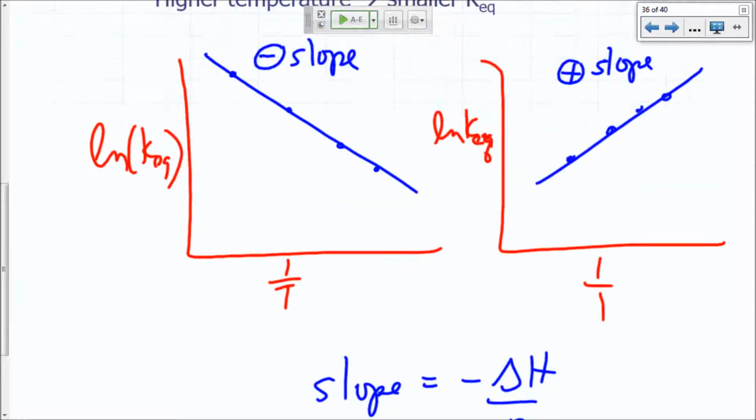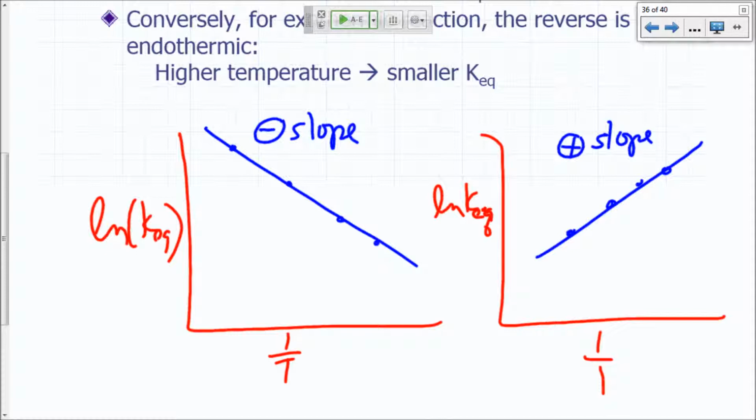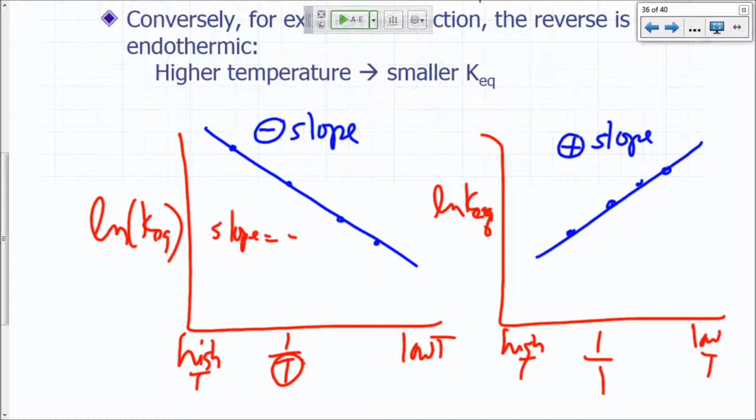Okay? So, you remember which side of my x-axis is low temperature and which side is high? If temperature is high, what's my value of 1 over T? Smaller. So high temperature is on this side, and low temperature is on this other side. Let's take a look at this case where you have a negative slope. So you say slope is equal to negative delta H over R. So what's our delta H then? Delta H is equal to negative R times the slope.